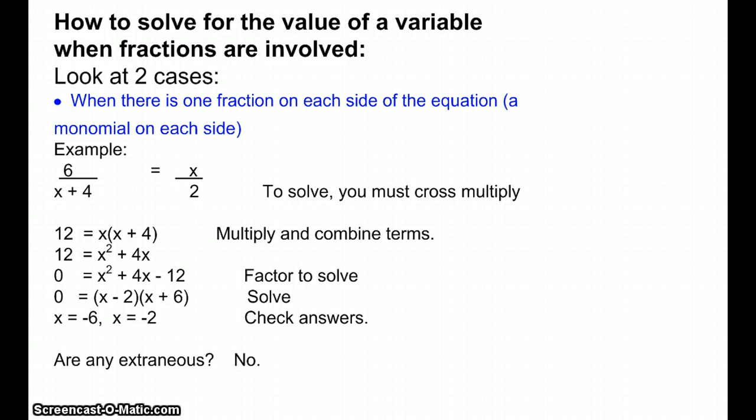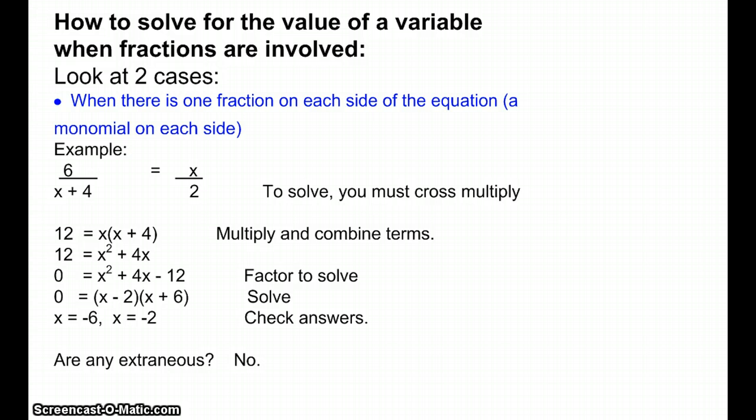To solve this, you have to cross multiply. So we're going to multiply 6 times 2 to get 12, and x times x plus 4 to get x times x plus 4. You want to multiply those terms out and then combine all your like terms. So when we do that, we get 12 equals x squared plus 4x.